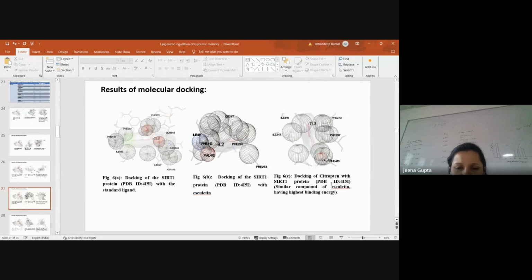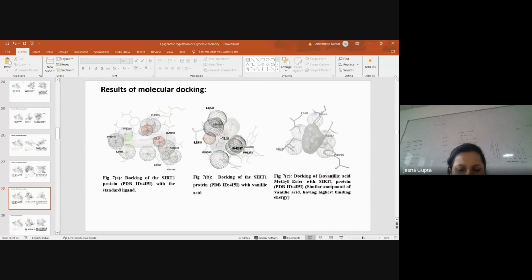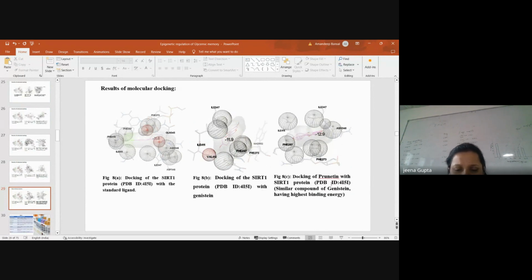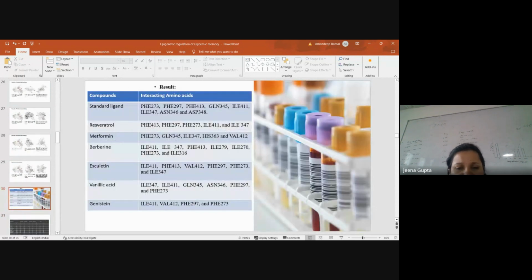Then the similar compound with esculetin, and similarly with vanillic acid and with genistein. So we also observed the interacting amino acids which were common with the standard ligand for the SIRT1 ligand binding domain, and the other compounds and their similar compounds too.